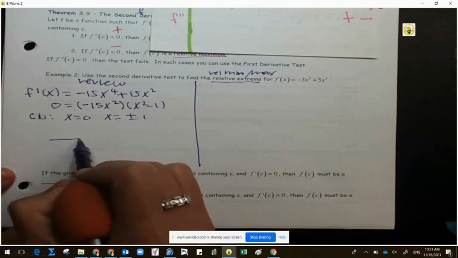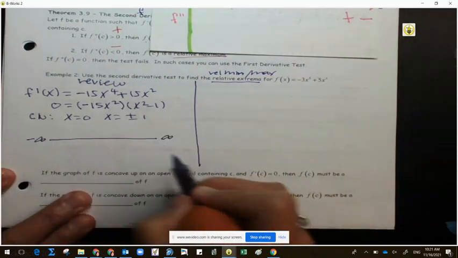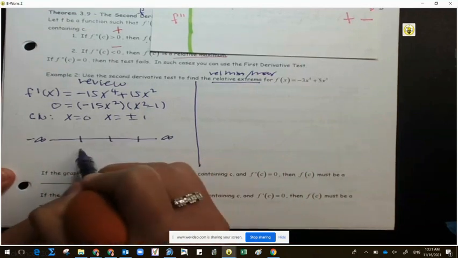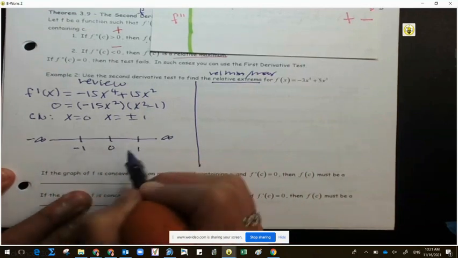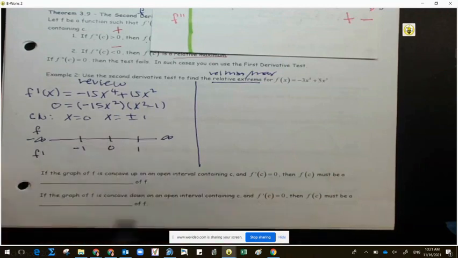So let's make our number line. There was no limitation, so negative and positive infinity. We have our 3 critical numbers, in order: negative 1, 0, and 1. And we're comparing f prime to f.